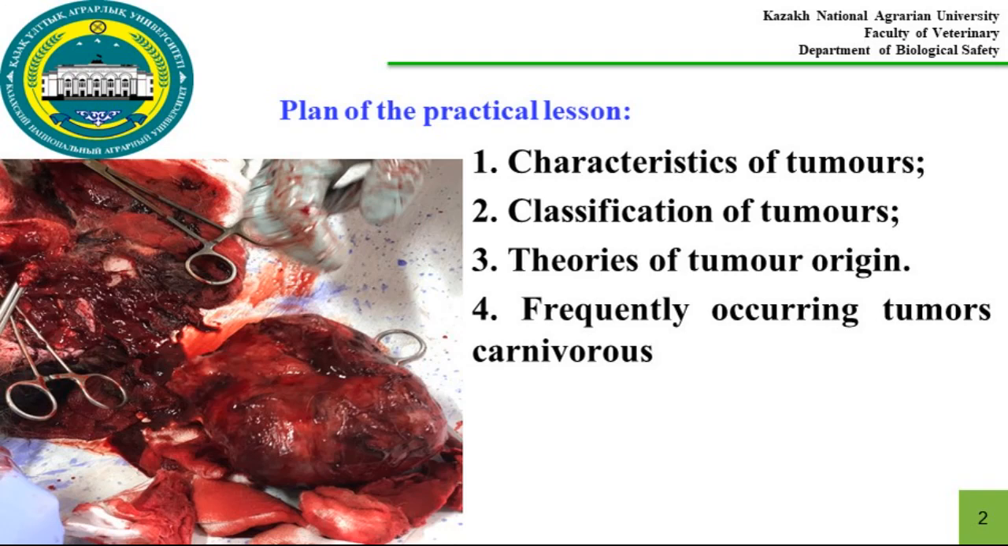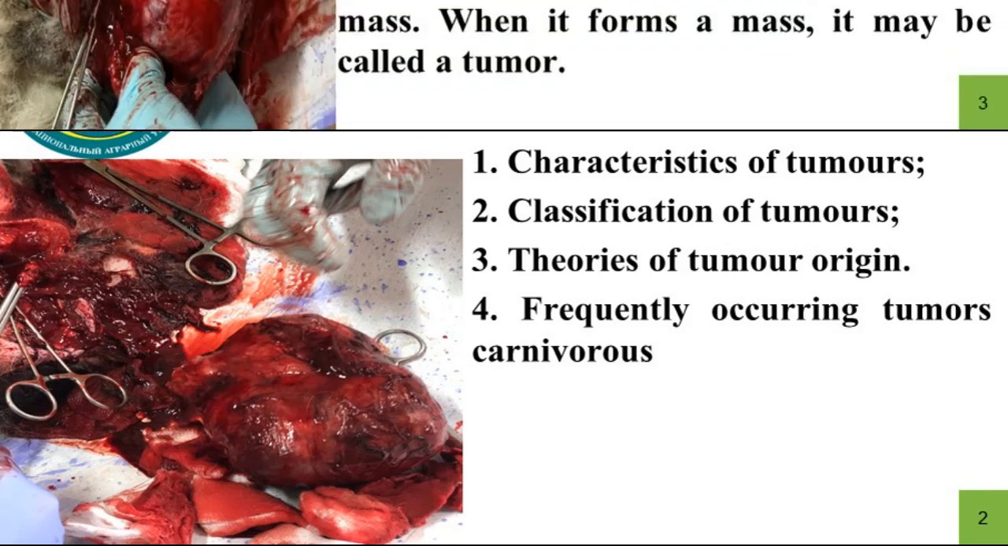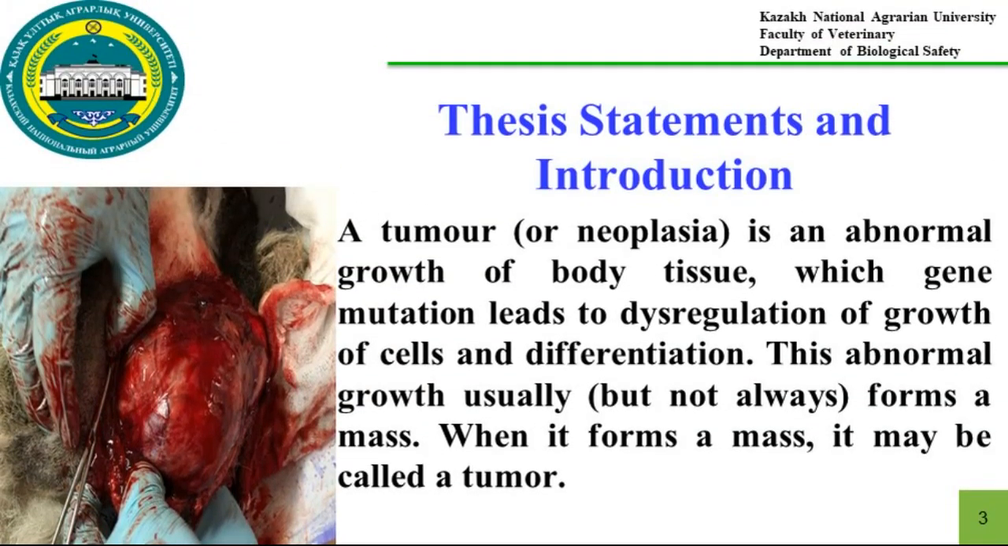Plan of the practical lesson: characteristics of tumors, classification of tumors, series of tumors, origin, frequently occurring tumors, carnivorous. Thesis, statements, and introduction. A tumor is an abnormal growth of body tissue with gain mutation leading to dysregulation of growth of cells and differentiation.